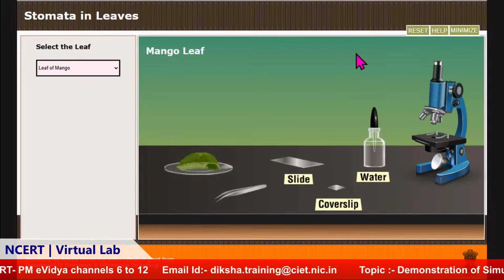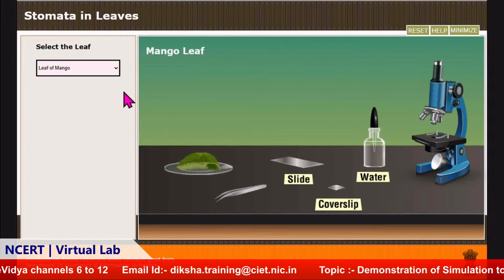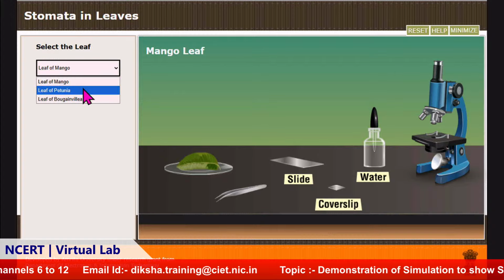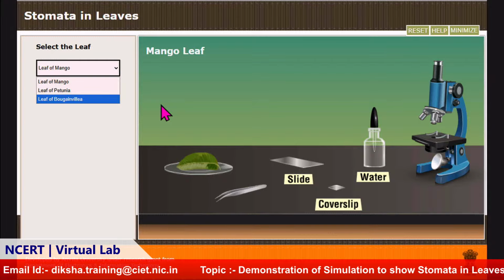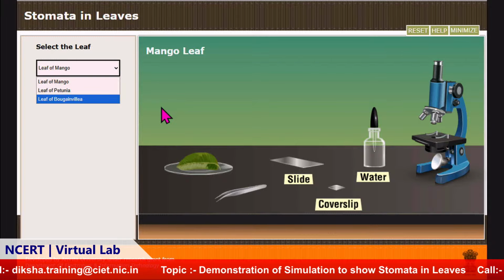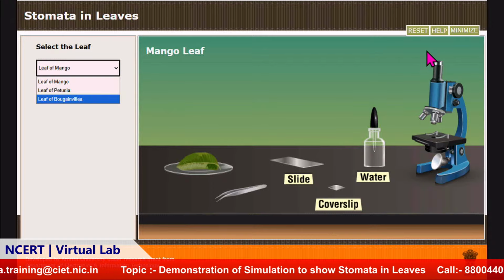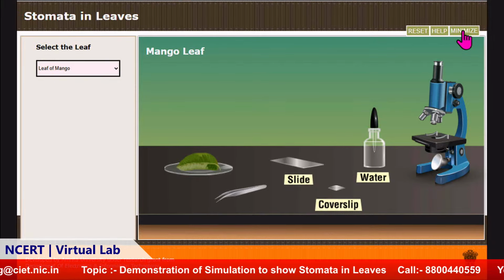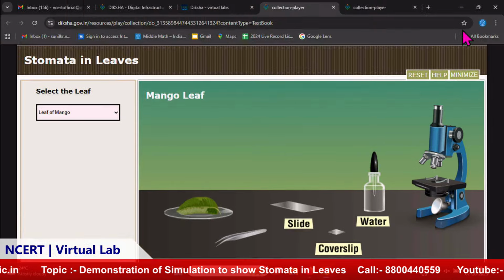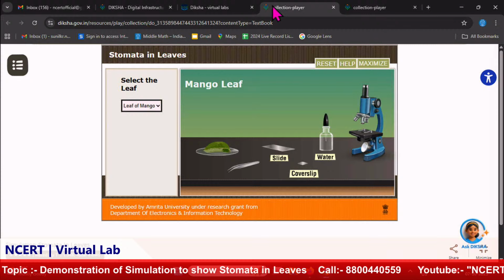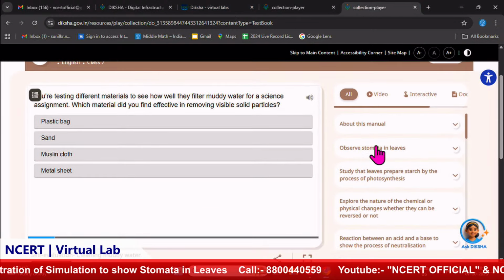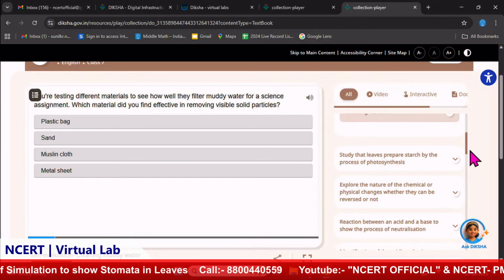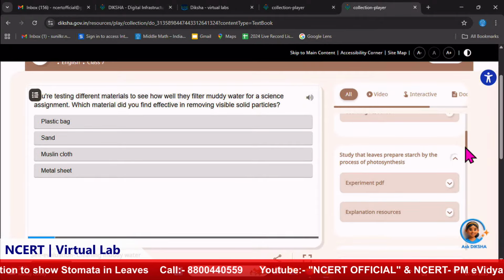In this way, a user can perform this particular experiment, can select any leaf of petunia and follow the same steps which are required to perform any particular experiment. Okay. So we are through with this experiment, ma'am? Yes. All right. And with this, students can also go through the self-evaluation part.